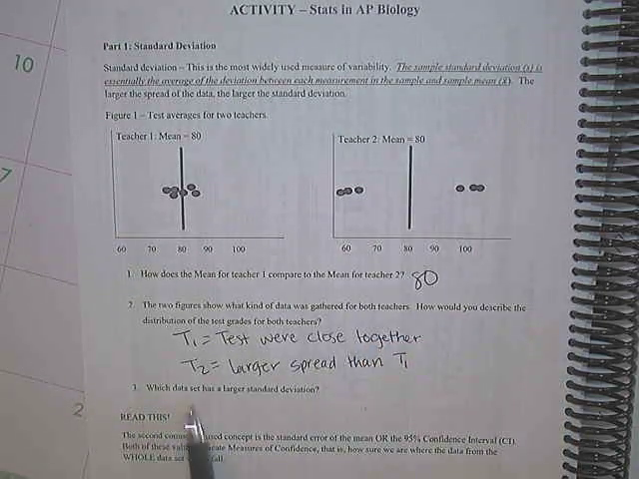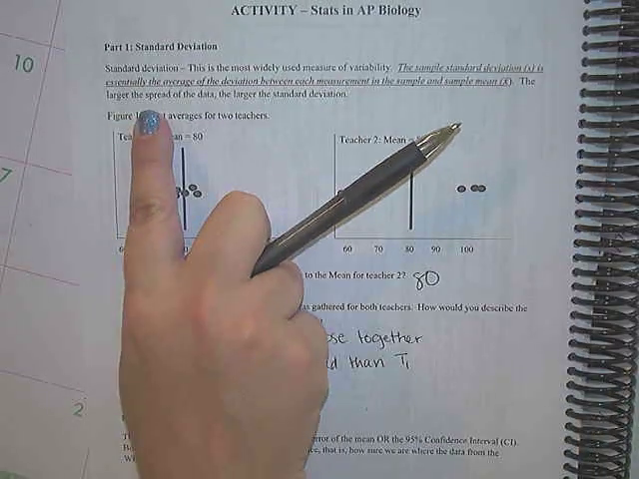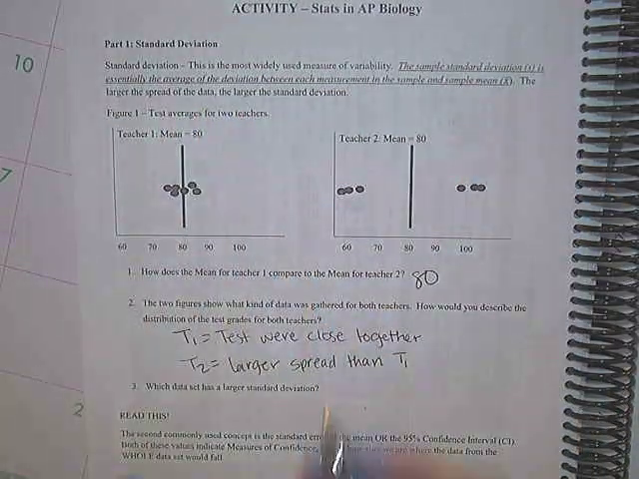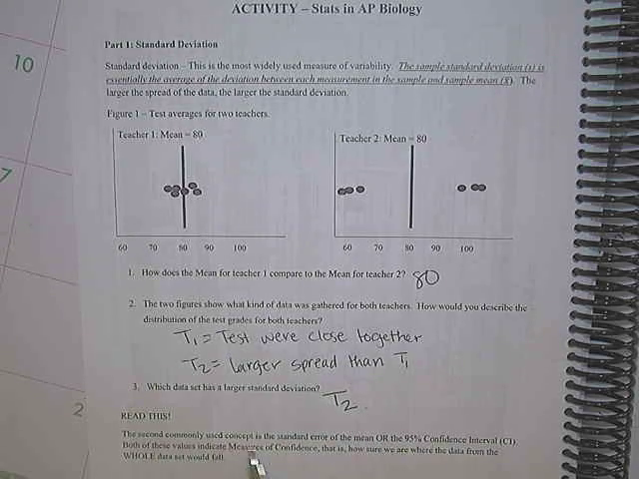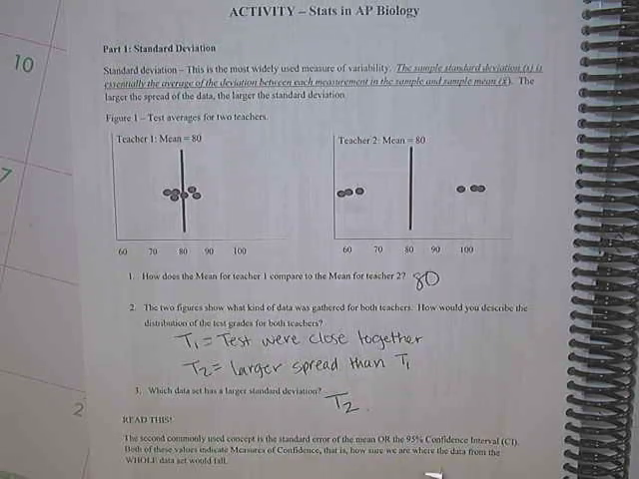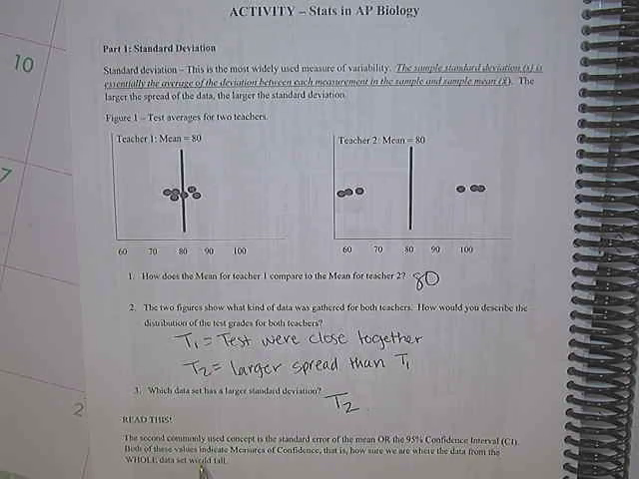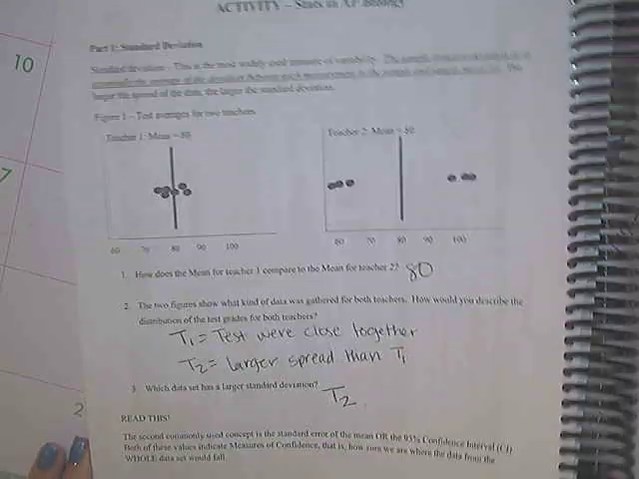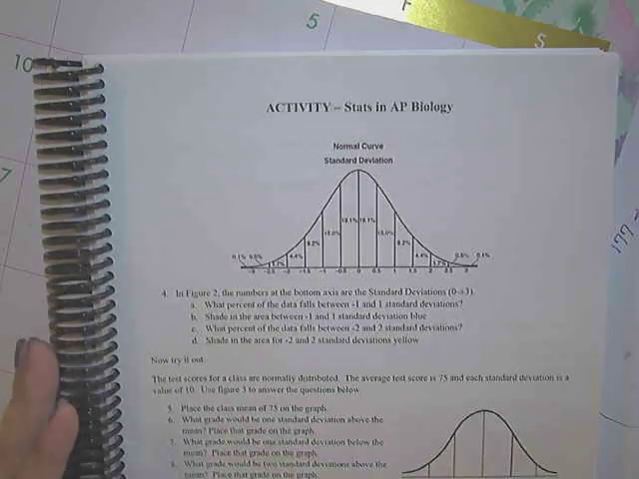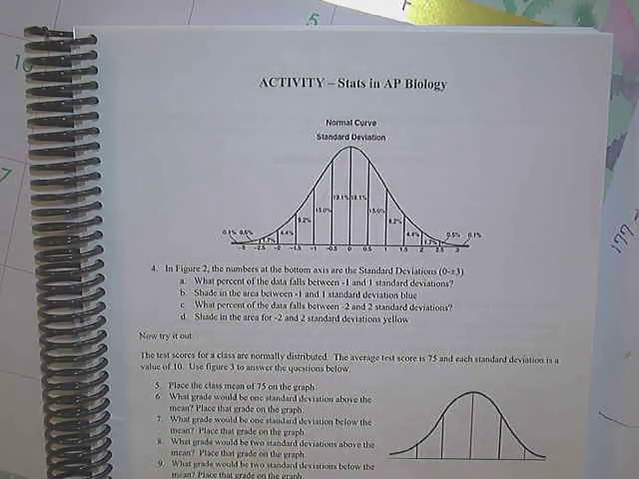So on number 3, when it asks which data set has the larger standard deviation, the larger the spread, the larger the standard deviation. So in this case, the data set for teacher 2 had the larger standard deviation. The second commonly used concept is standard error of the mean, or what we call that 95% confidence interval. Both of these values indicate measures of confidence, how sure we are where the data from the whole data set would fall.